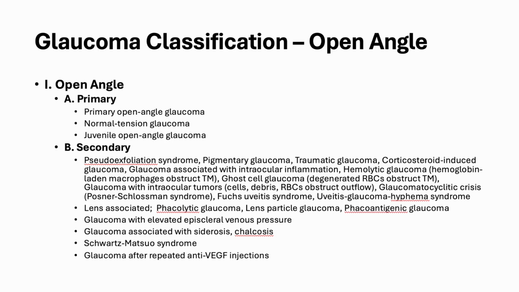These include pseudo-exfoliation syndrome, pigmentary glaucoma, trauma, corticosteroid-induced glaucoma, inflammation, tumors, and lens-related pathologies, among others. Careful differentiation between primary and secondary types is critical as it guides treatment strategies and helps define the target IOP for that individual.